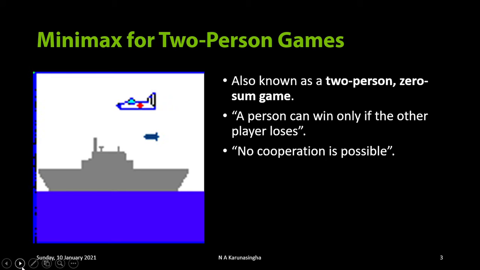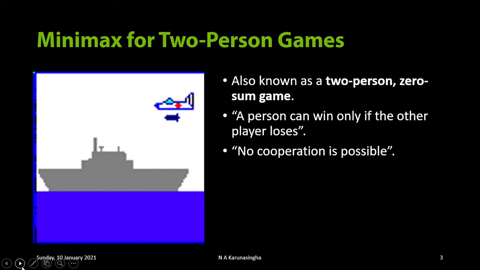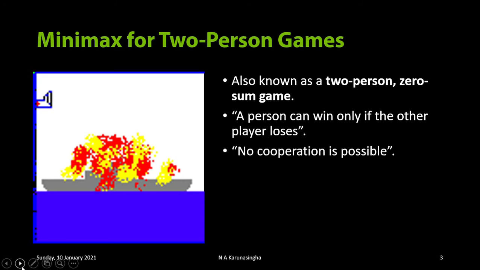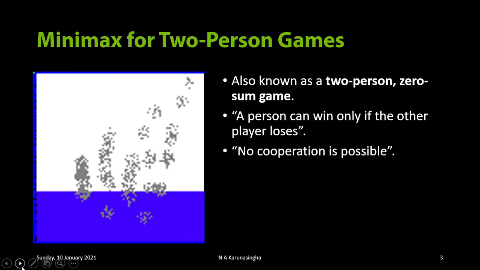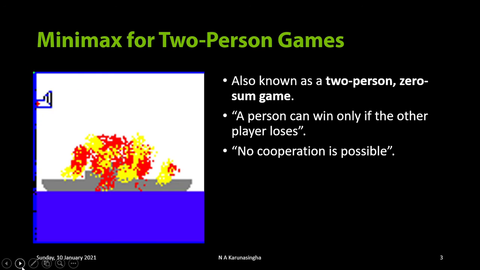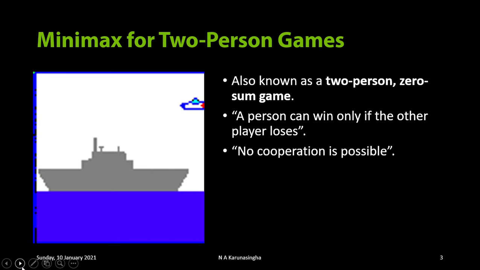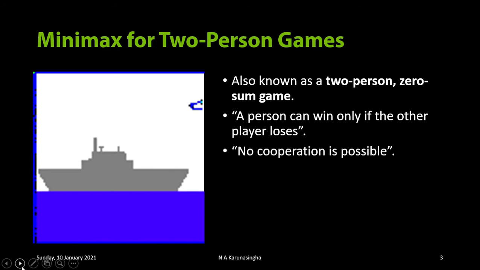So a minimax two-player game, also called a two-person zero-sum game, is basically a game where a person can win only if the other person loses. Basically, there are two persons or two parties. A can only win if B loses, and B can only win if A loses. And in this situation, there is no cooperation possible. There is no situation where both A and B win or both A and B lose. Either A wins or B wins. There is no cooperation whatsoever.